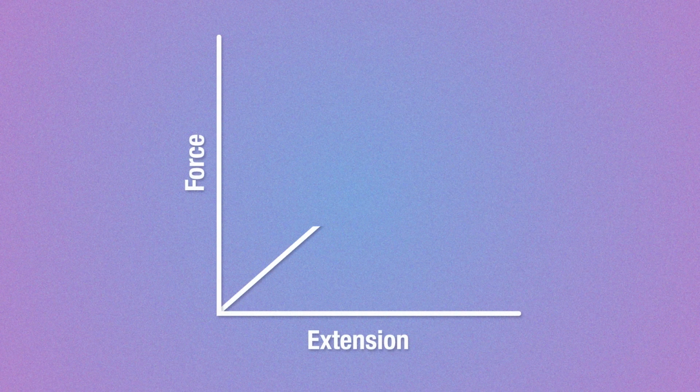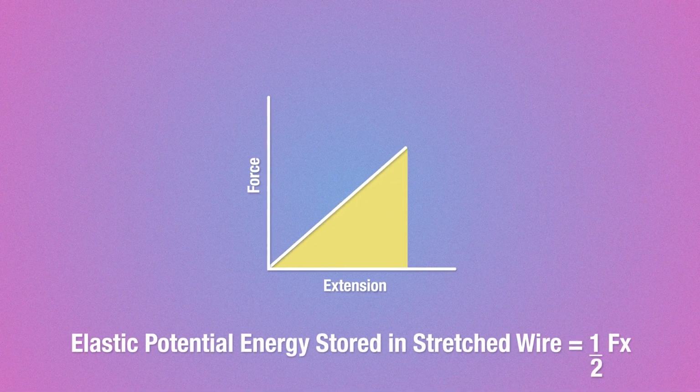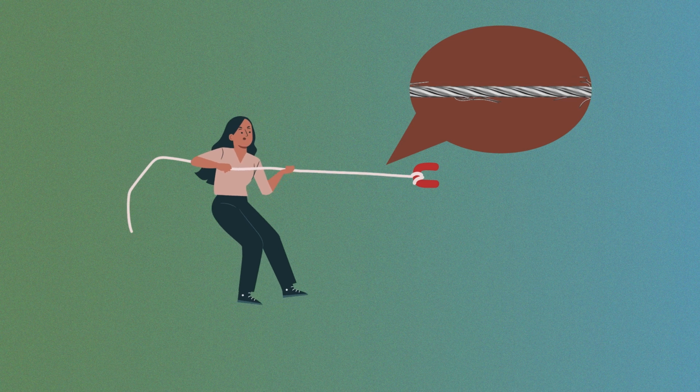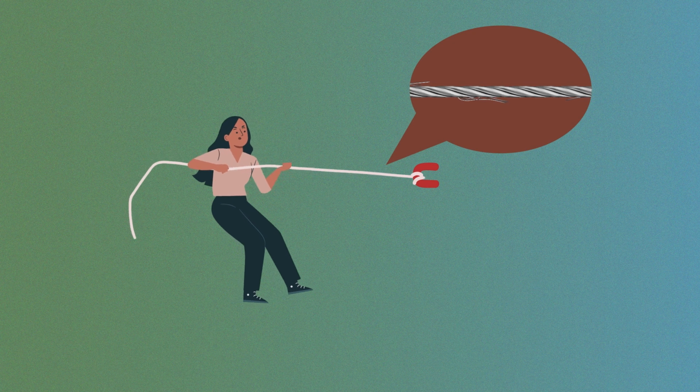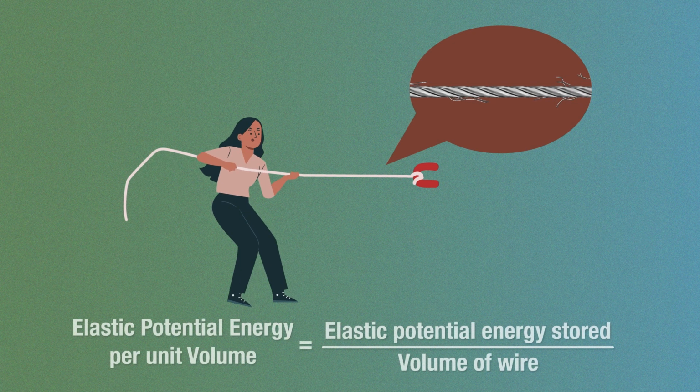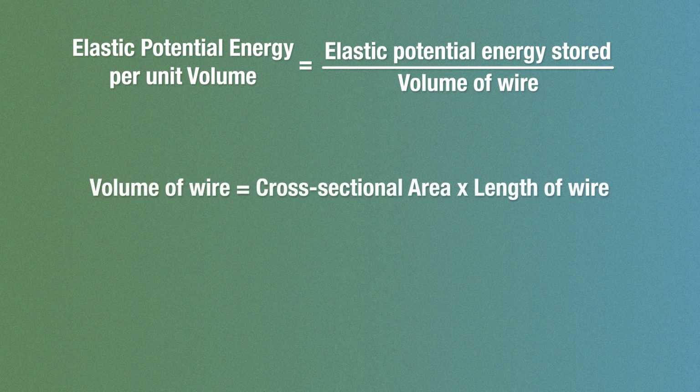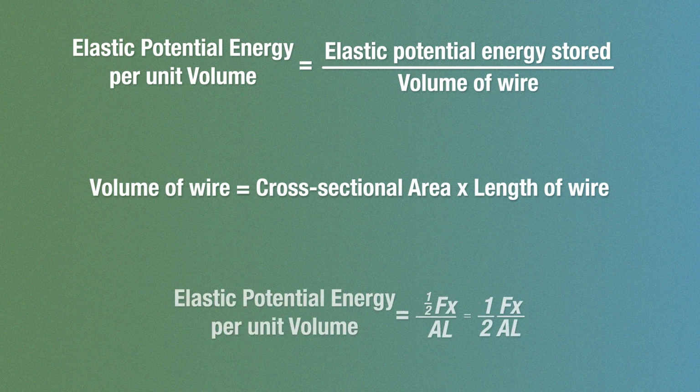Now the area under the force extension curve represents this strain energy, which can also be calculated using its formula as follows, where F is the force applied and X is the extension of the object. For a wire, we can also find the energy stored per unit volume, and we do this by dividing the energy stored by the volume of the wire, which is its cross-sectional area multiplied by the length of the wire. Now this is pretty much the same way you would find the volume of a cylinder, and it gives us an expression that looks like this, where A is the cross-sectional area of the wire and L is the total length of the wire.